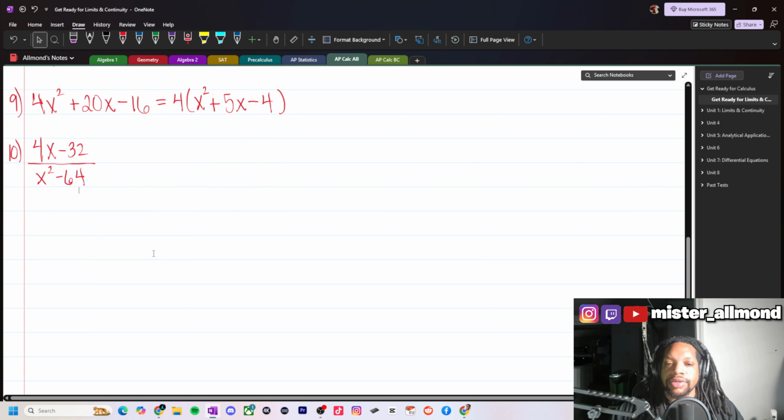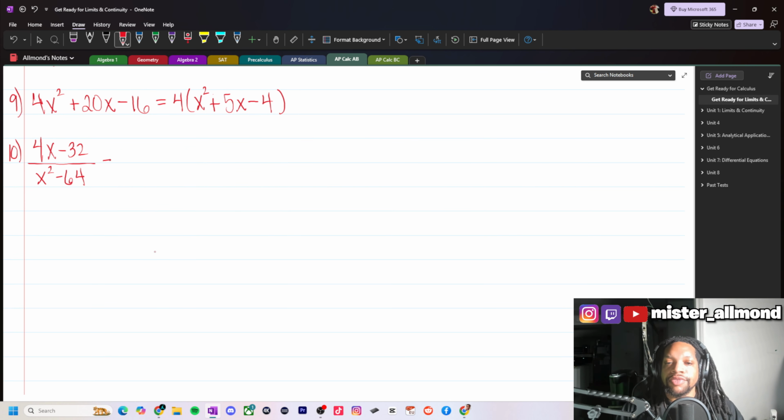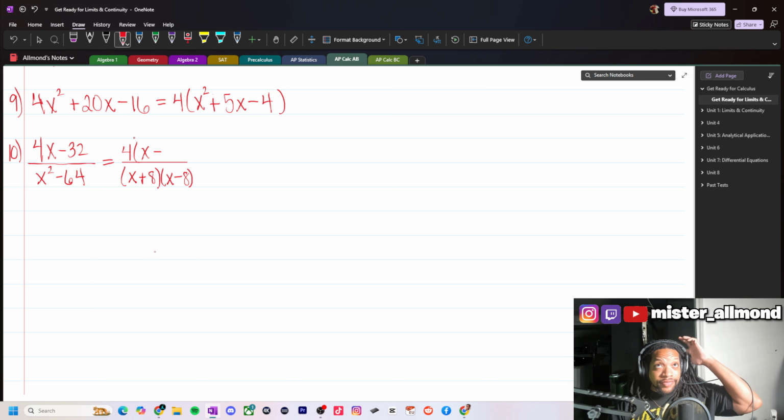Obviously, we're going to factor. GCF up top. Difference of squares on bottom. Plus and minus. Difference of squares, I always say, is the easiest one once you recognize it. Up top, I think a 4 can go into both of those. 4 times what? 4 times 7 is 28, so 4 times 8 must be 32. X minus 8's cancel. So you're left with 4 over x plus 8.